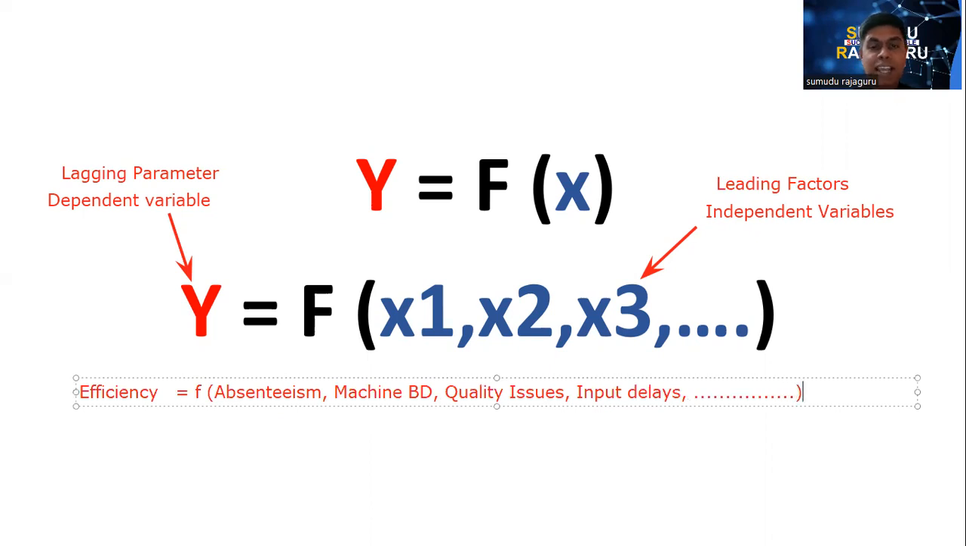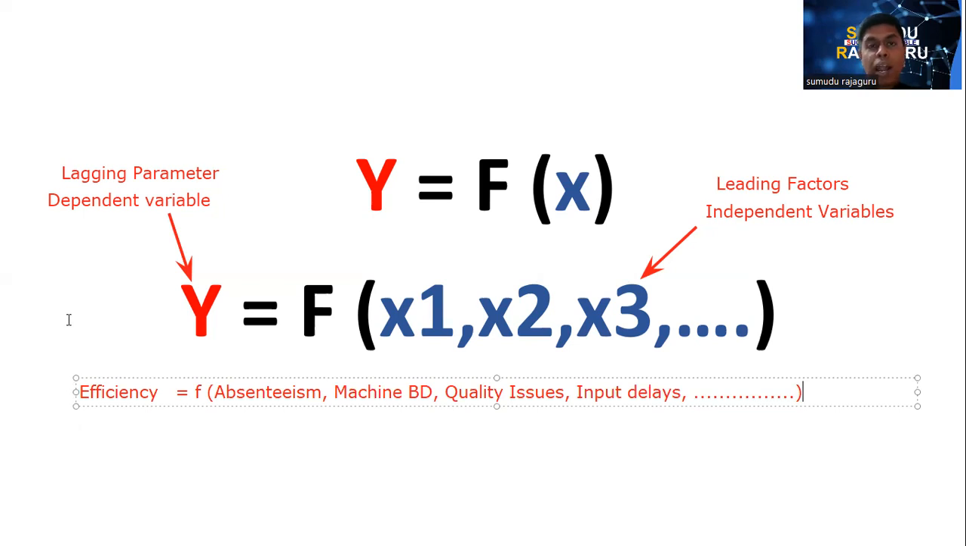So we have to understand, if we want to improve the efficiency, it is a lagging parameter, it is the dependent variable. We can't do anything on the efficiency. So we have to address only the leading factors, that is, the independent variables. What are those? Absenteeism, machine breakdown, quality issues, input delays. Likewise, there are a lot. So when we change these independent variables, automatically the efficiency, that lagging parameter, the dependent variable, will increase.